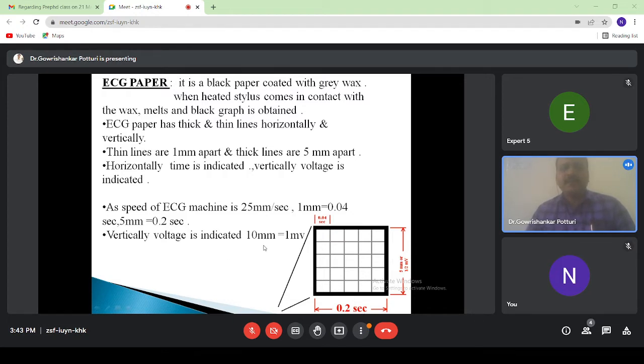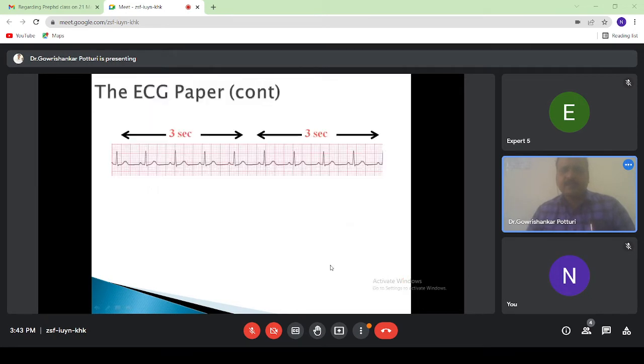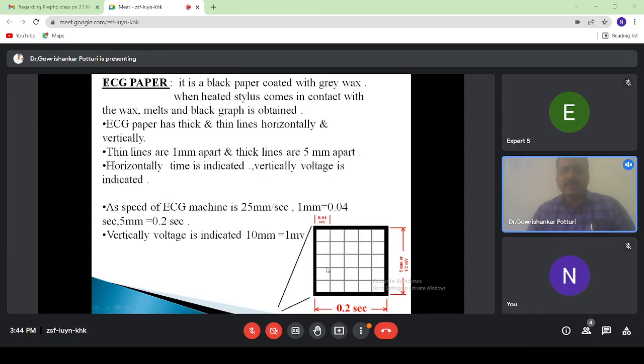Vertically voltage is indicated: 10 millimeters is equal to 1 millivolt. That means if the graph covers like this for 10 millimeters, then it is 1 millivolt. And if a graph covers like this, that means that graph is 0.2 seconds.